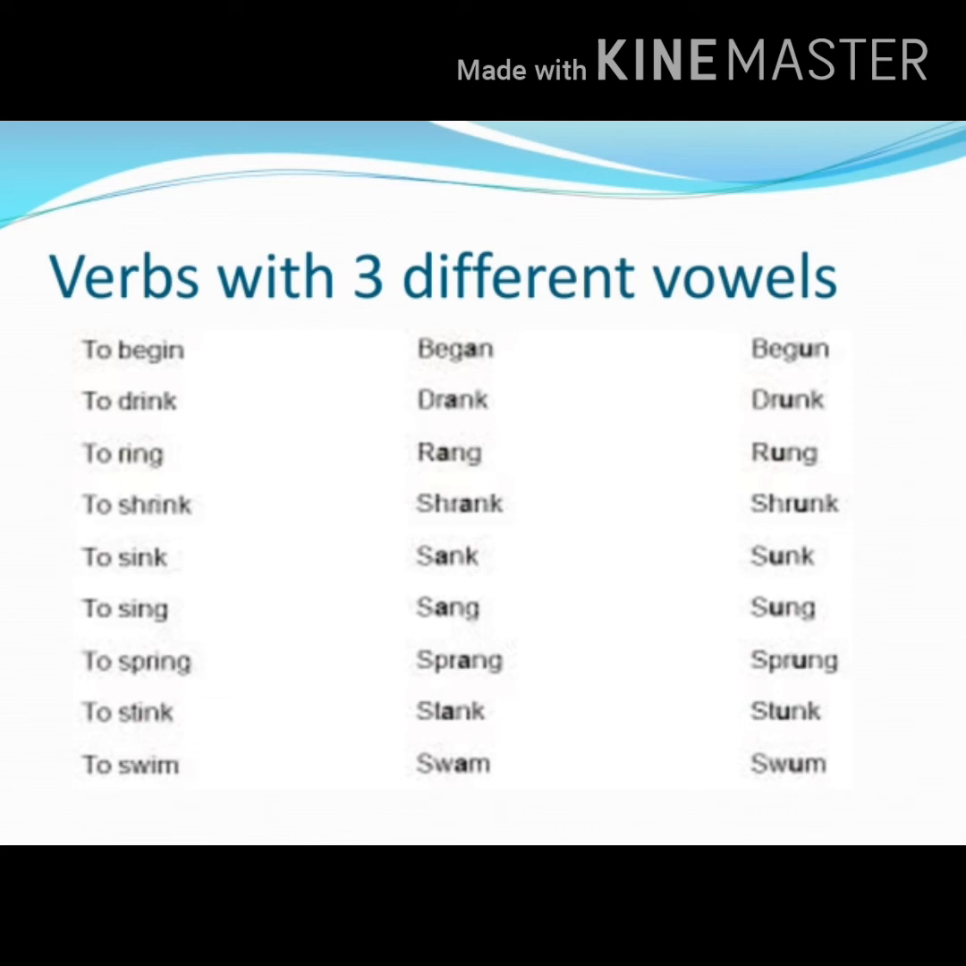We have another group in which verbs have three different vowels, I, A, and U, in three different forms. For example, the first one is begin. The past form is began, and the past participle form is begun. And you can read by yourself all these forms shown in the picture.